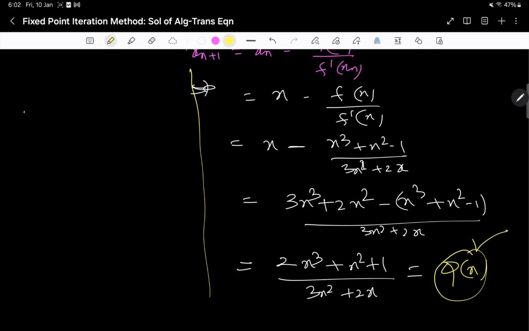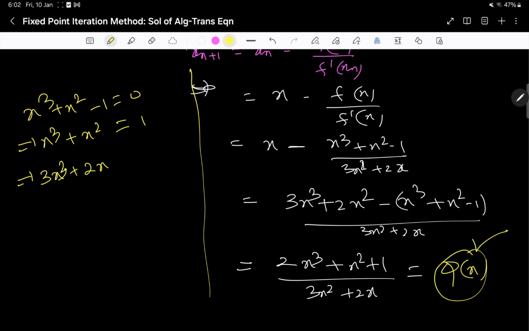You see, x cube plus x square minus 1 is equal to 0. So this implies x cube plus x square is equal to 1. So if I add 3x square plus 3x cube plus 2x square on this side, I will add 2x cube, x square, and 1. Okay, now it is balanced.